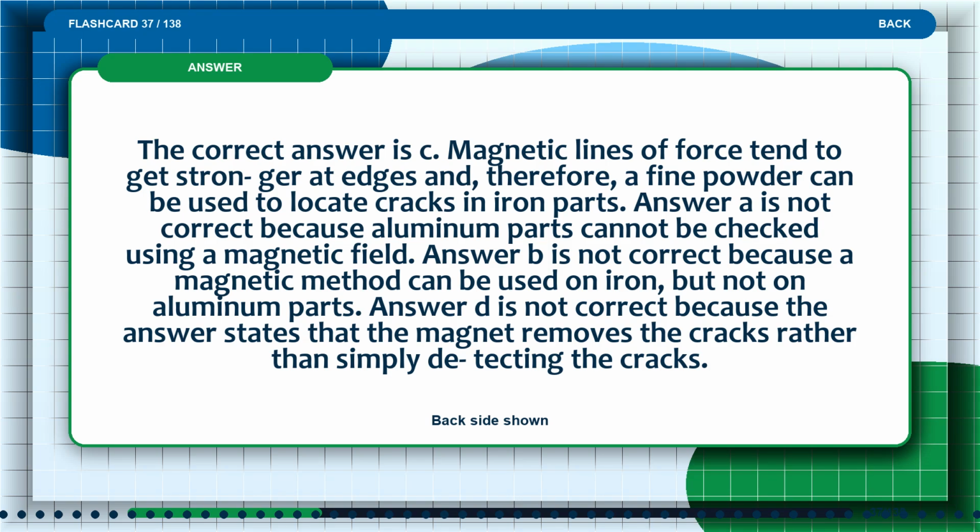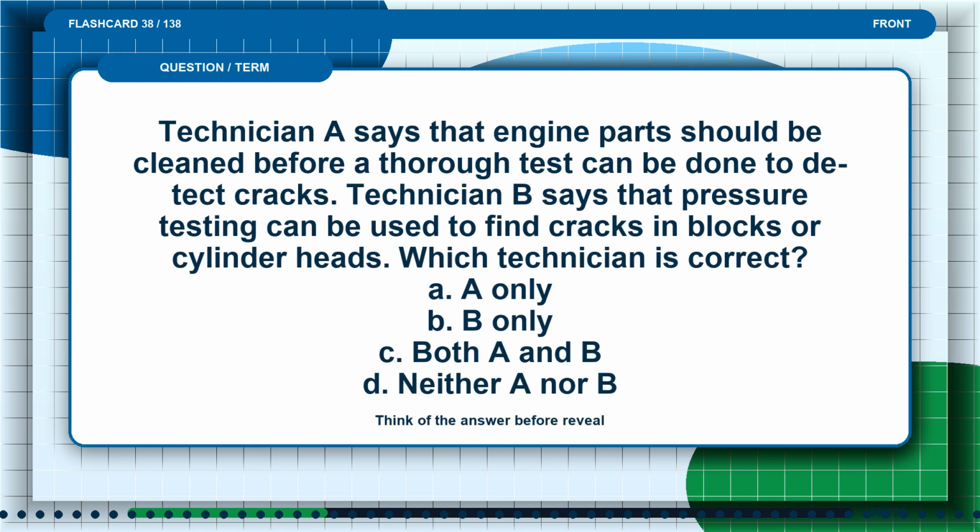The correct answer is C. Magnetic lines of force tend to get stronger at edges and, therefore, a fine powder can be used to locate cracks in iron parts. Answer A is not correct because aluminum parts cannot be checked using a magnetic field. Answer B is not correct because a magnetic method can be used on iron, but not on aluminum parts. Answer D is not correct because the answer states that the magnet removes the cracks rather than simply detecting the cracks.